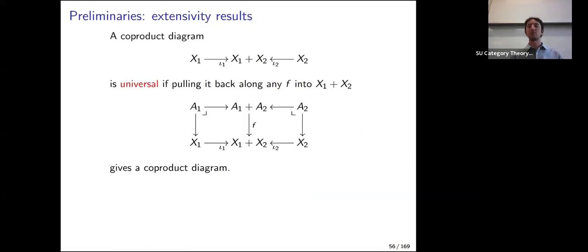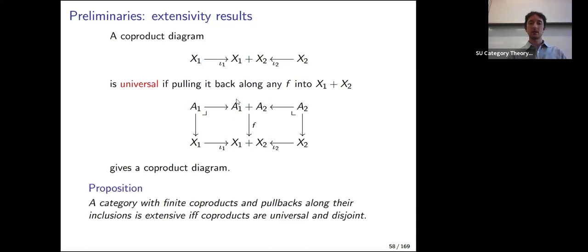And then we say that a coproduct diagram, maybe of this form, is universal if pulling it back along any morphism f into the sum in the middle gives us a coproduct diagram upstairs. So another way of thinking of this is, if I have an f coming into my coproduct over here, pulling f back along each of the inclusions gives us a coproduct upstairs as well. So that's like half of the extensivity condition.